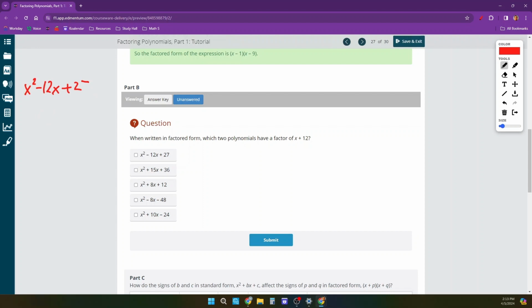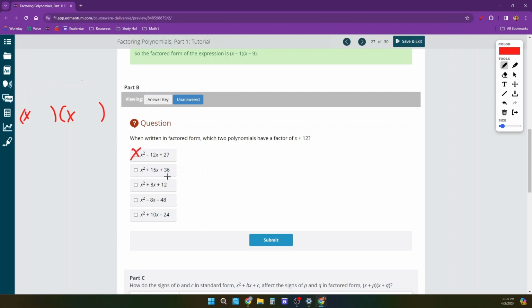Again, x and x for all of these, our first terms are going to be x and x. So is x plus 12 going to be a factor? In order for that to be a factor of the polynomial, that needs to be a factor of our last term. Is 12 a factor of our last term? Nope. So we can disregard our first choice.